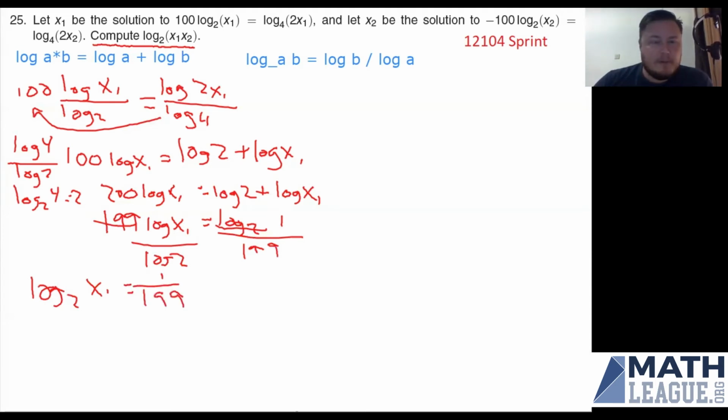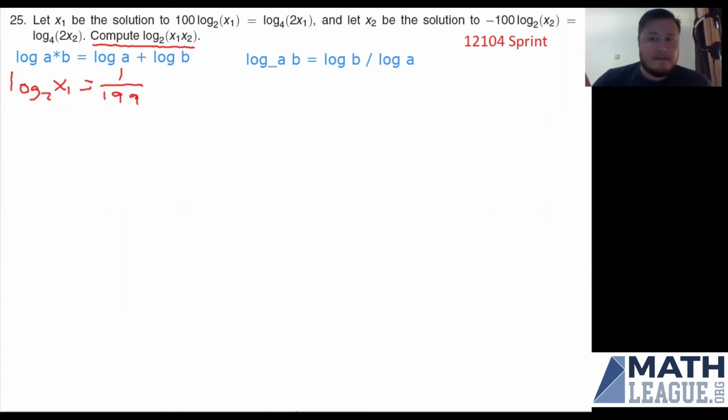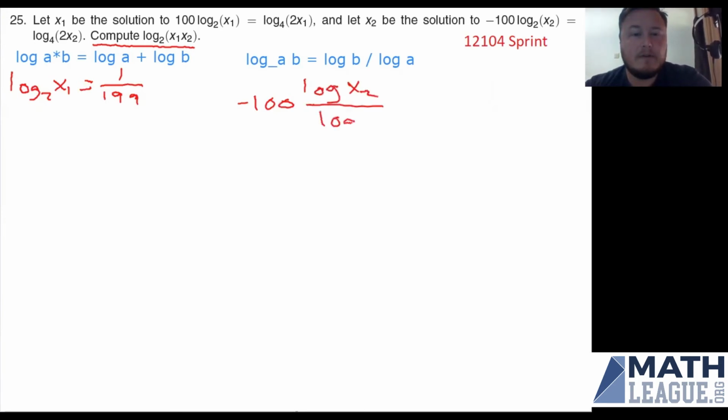Let me clean up the board here. I'll put this information up at the top, and then we'll start on the second set of equations. All right, now that I've got this, the second one should be even faster because we've already done most of the work in a similar manner. So let's go ahead and write this out as negative 100 log of x2 over log of 2 equals log of 2x2 over log of 4.